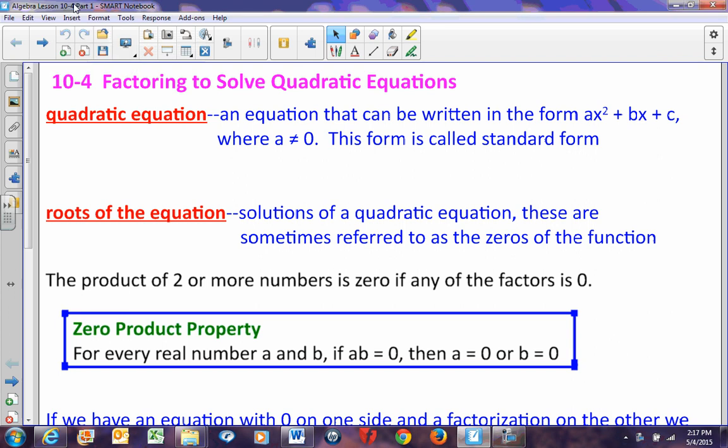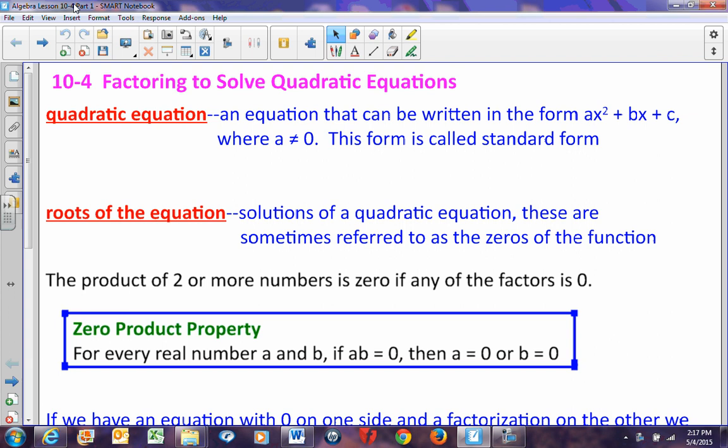This is Algebra Lesson 10-4, Part 1, Factoring to Solve Quadratic Equations. A quadratic equation is an equation that can be written in the form of ax squared plus bx plus c, where a cannot be 0. This form is also called the standard form.